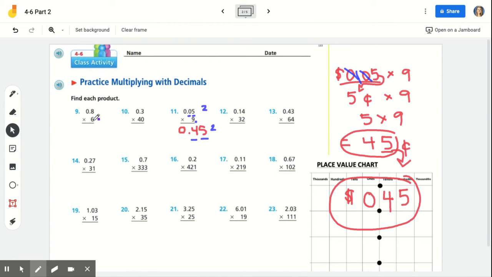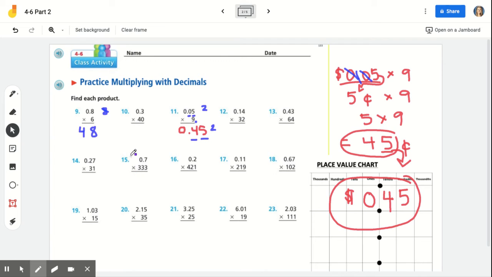Let's go back and do the same process for number 9. 8/10 times 6. What I'd like you to do is ignore the decimal and look at 8/10 as if it's just a whole number. Turning 8/10 into a whole number, it would just be 8 ones. And what's 8 times 6, everyone? It's 48. So let's put 48 in our product. Is that our answer though? It's not. We're going to have another step to do.